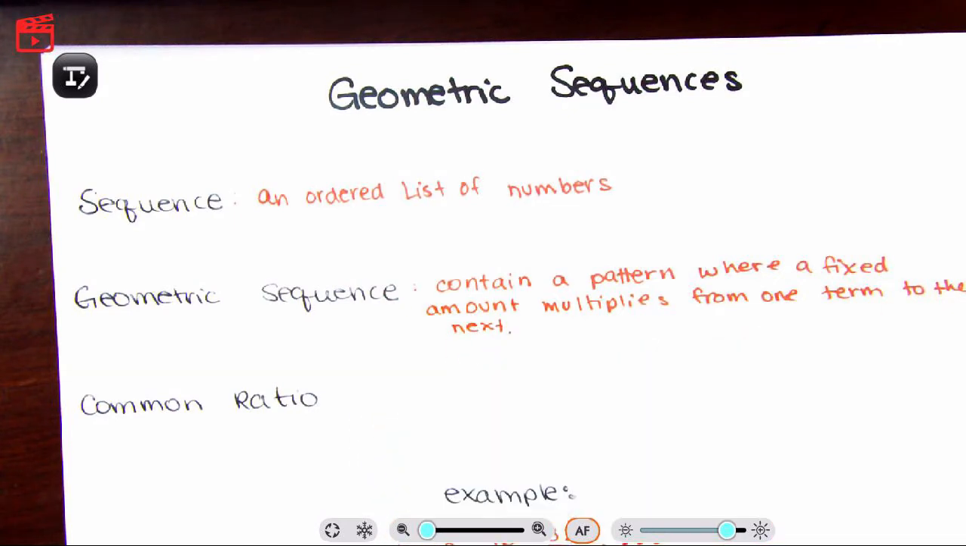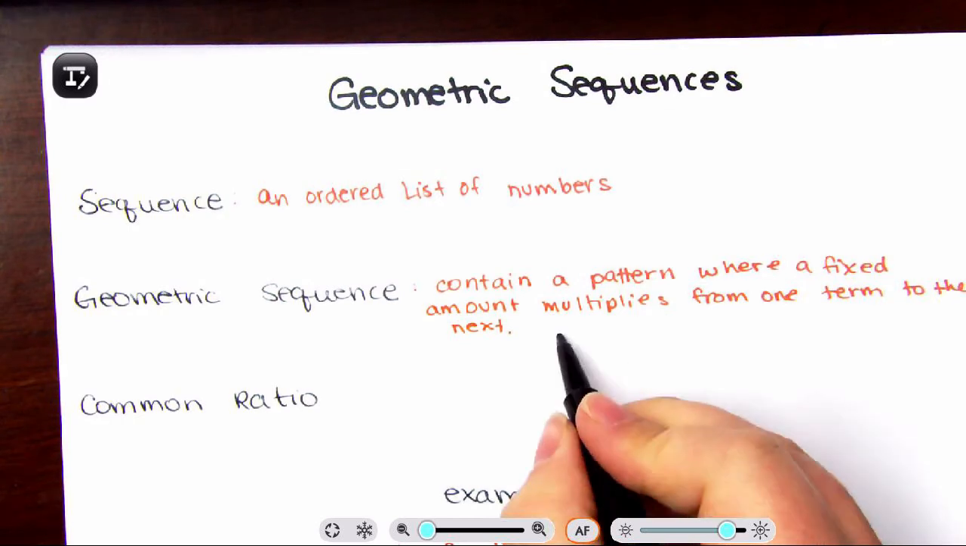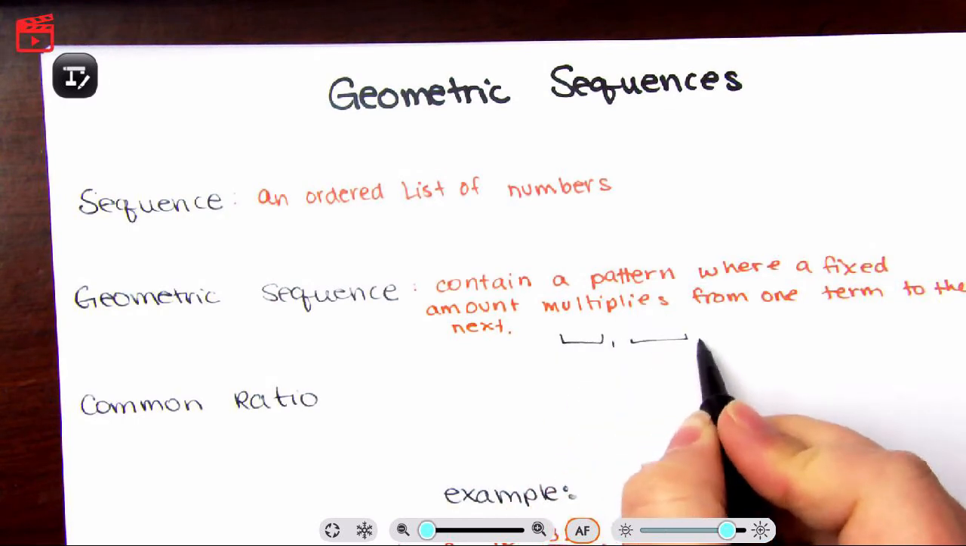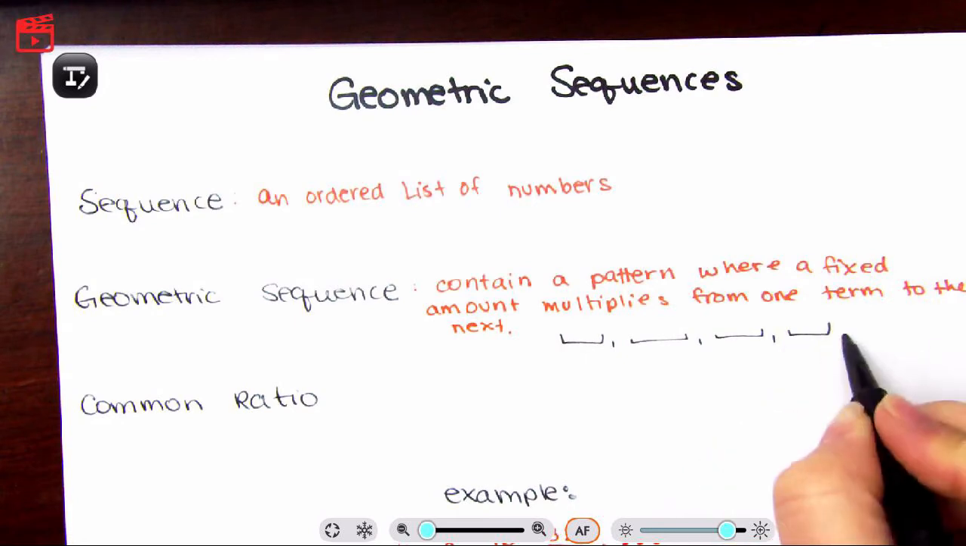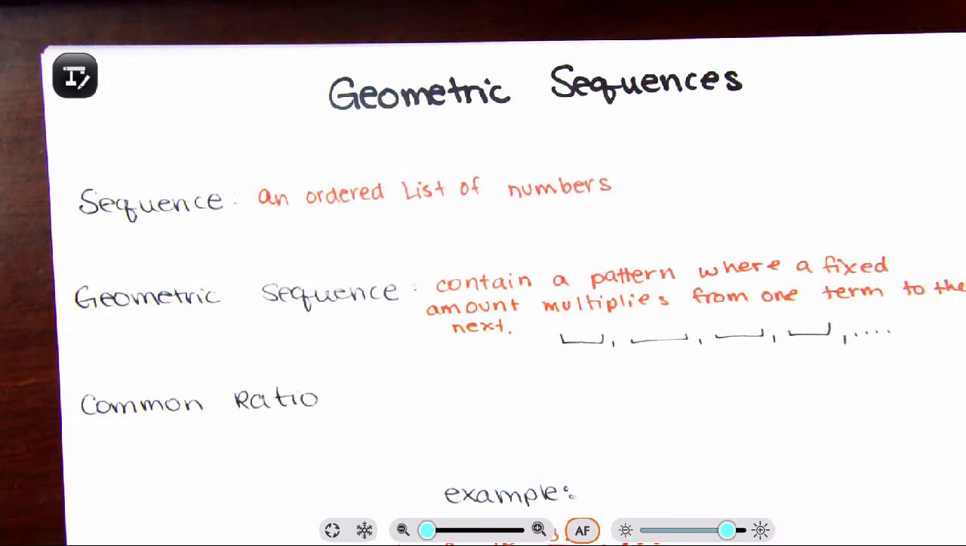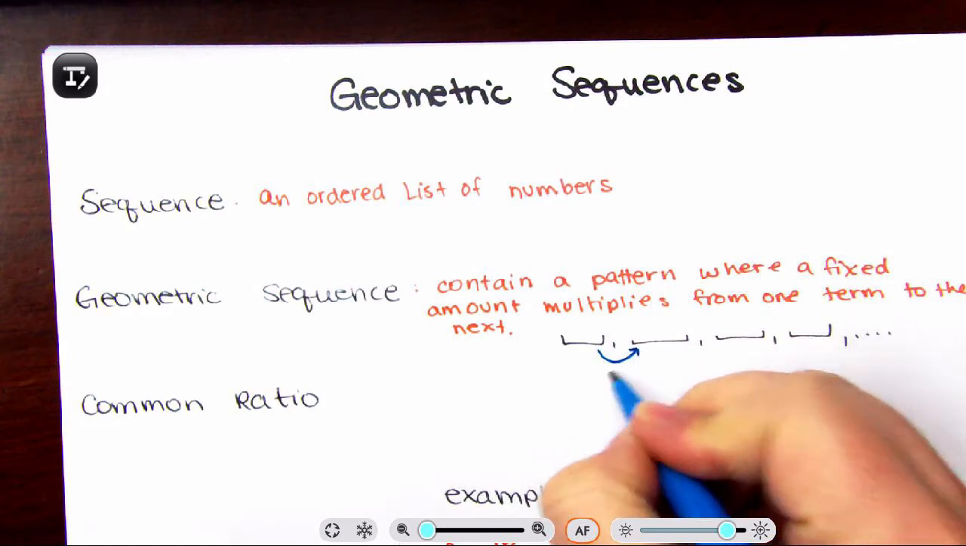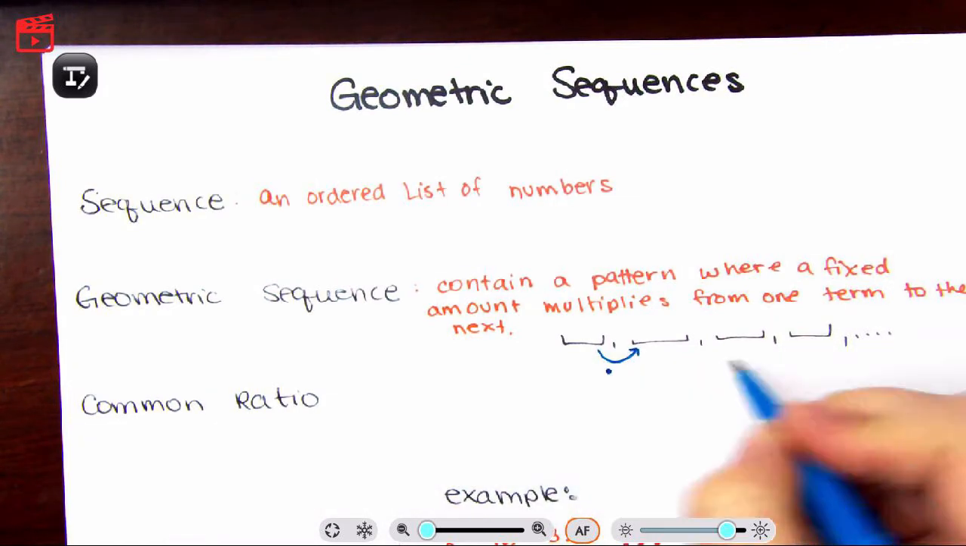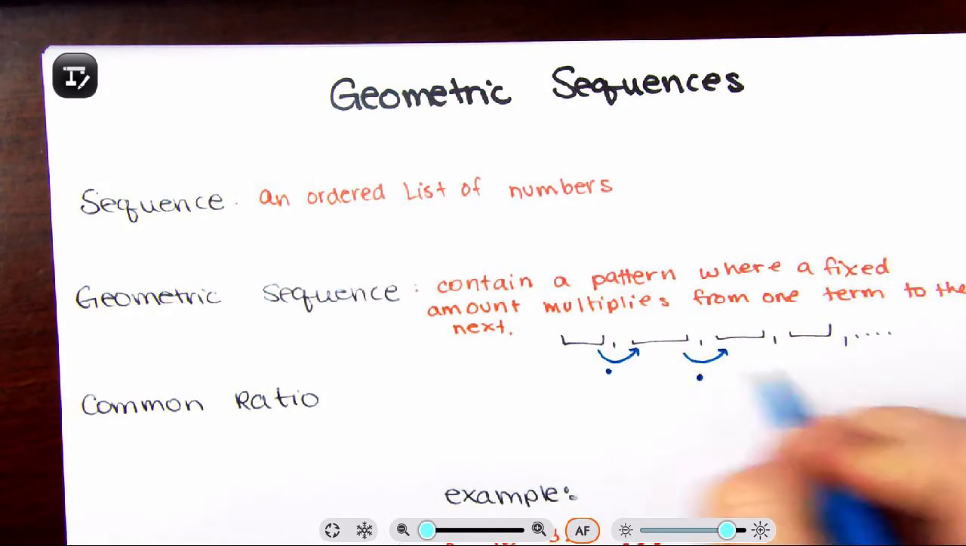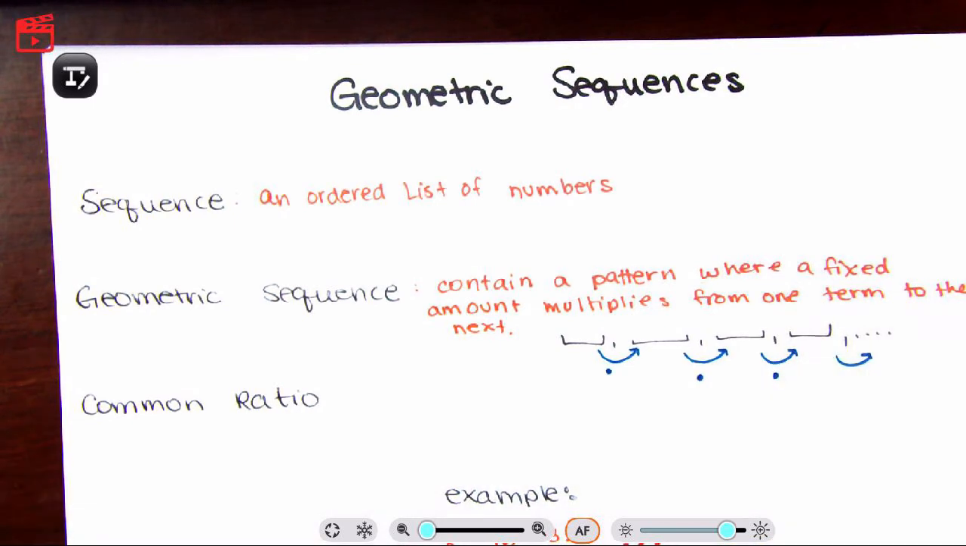So how would that look? Well, let's say you have a list of numbers. There's a number, there's a number, there's a number, there's a number, and it goes on forever. What the geometric sequence says is that to get from this number to this number, you have to multiply by something. To get to the next one, you have to multiply by something, and you keep going on and on forever.